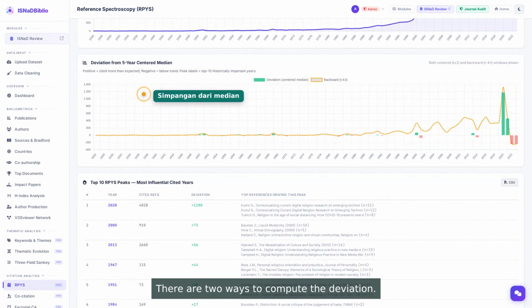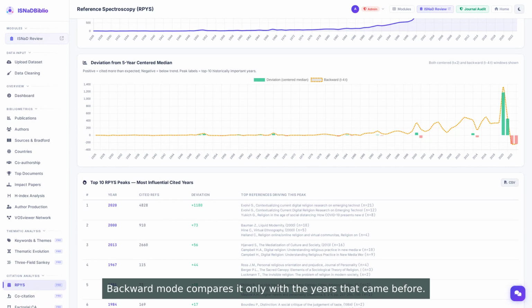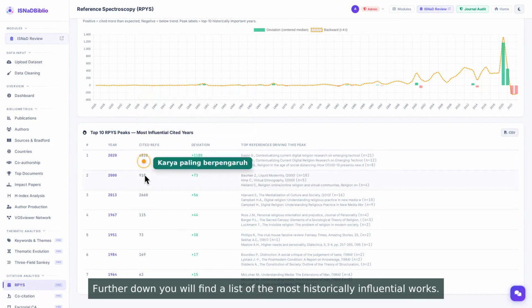There are two ways to compute the deviation. Centered mode compares a year with the 2 years before it and the 2 years after it. Backward mode compares it only with the years that came before. Backward mode is more sensitive to newer work that suddenly attracts a burst of citations.